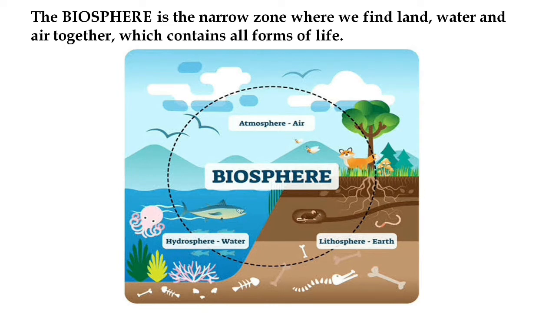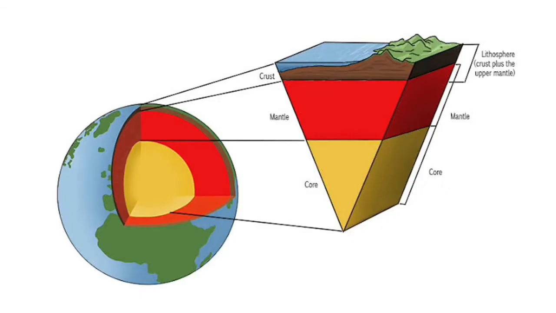Now let us study about lithosphere. As we have said, lithosphere is the solid portion of the Earth. It is the Earth's crust. Earth is divided into three layers. The innermost middle layer is called the core, where you will find lava. And above that there is the mantle, and then we have the crust. So lithosphere is the crust.